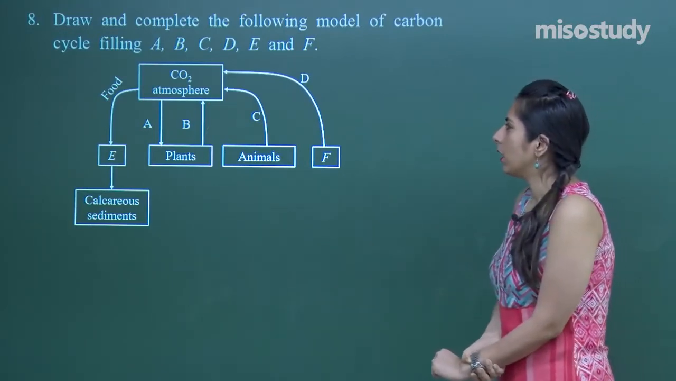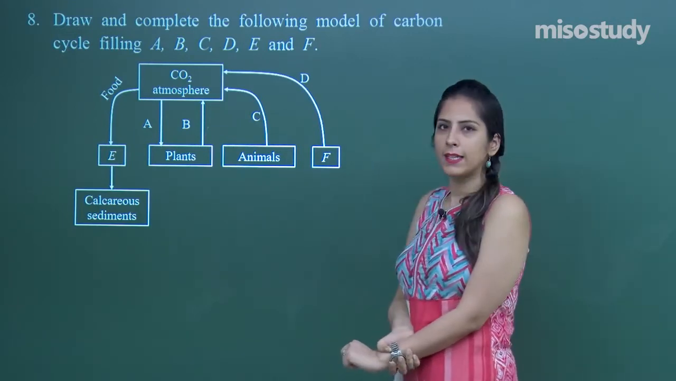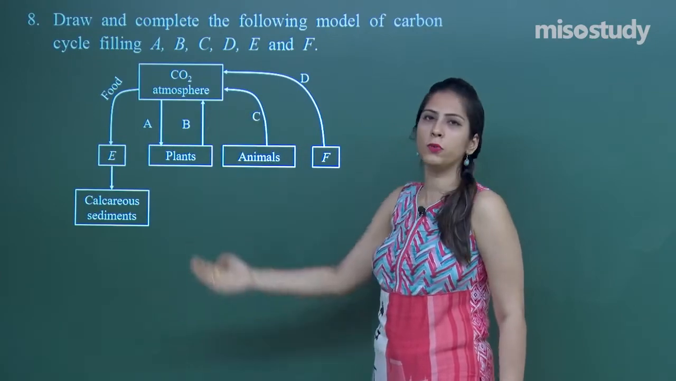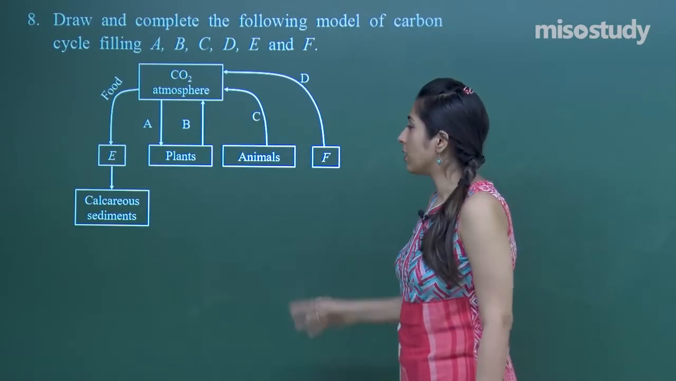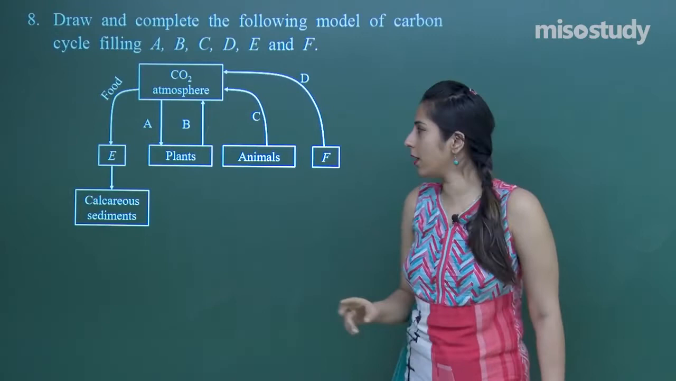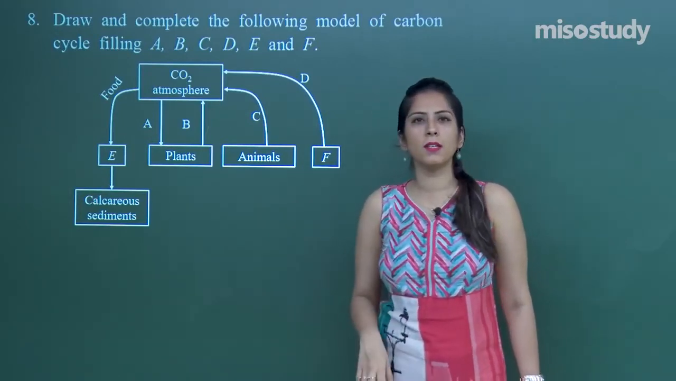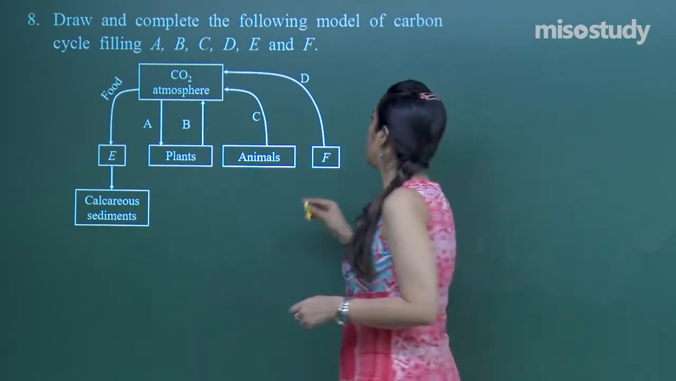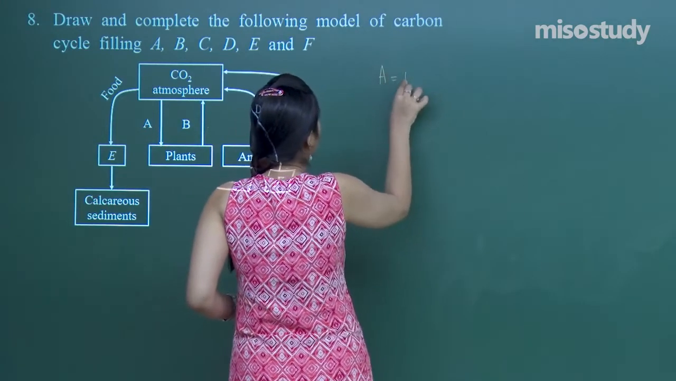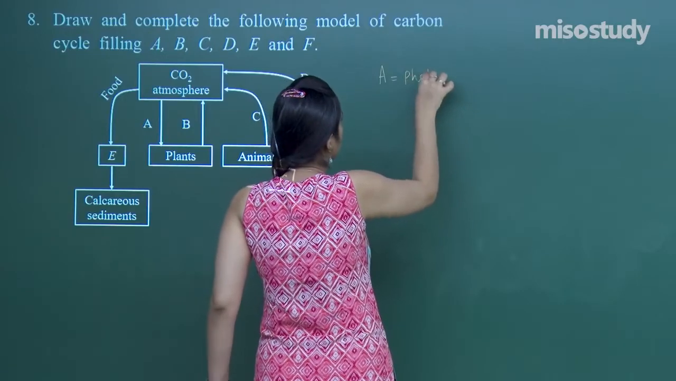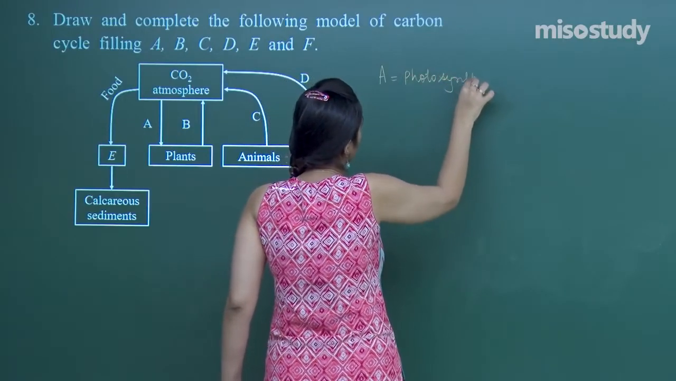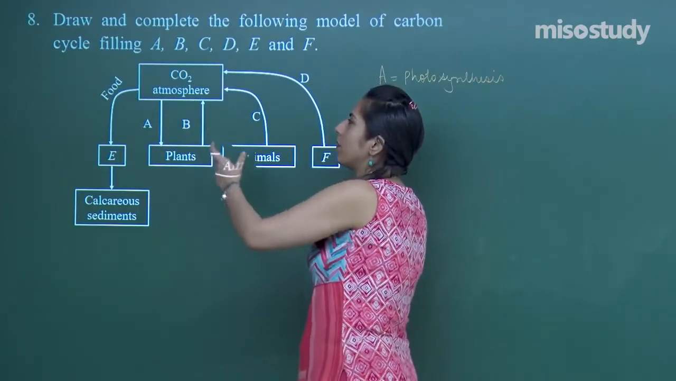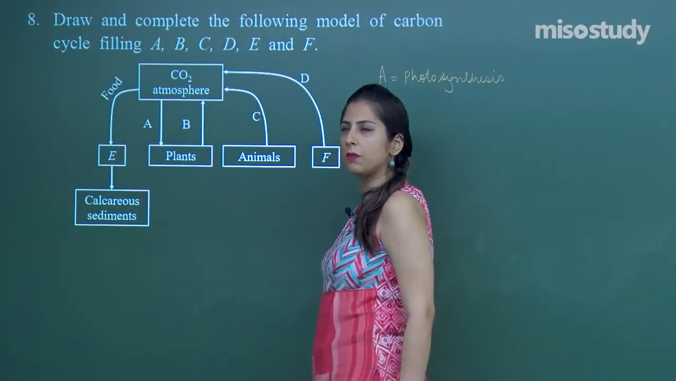Now, we know the carbon cycle is there. What will be the reservoir? The reservoir is the atmosphere. So, CO2 is present in the atmosphere. That CO2 will be taken by the plant. What is the process of that? That is called photosynthesis. So, here A means photosynthesis. Green plants undergo photosynthesis and fix the carbon dioxide present in the atmosphere.